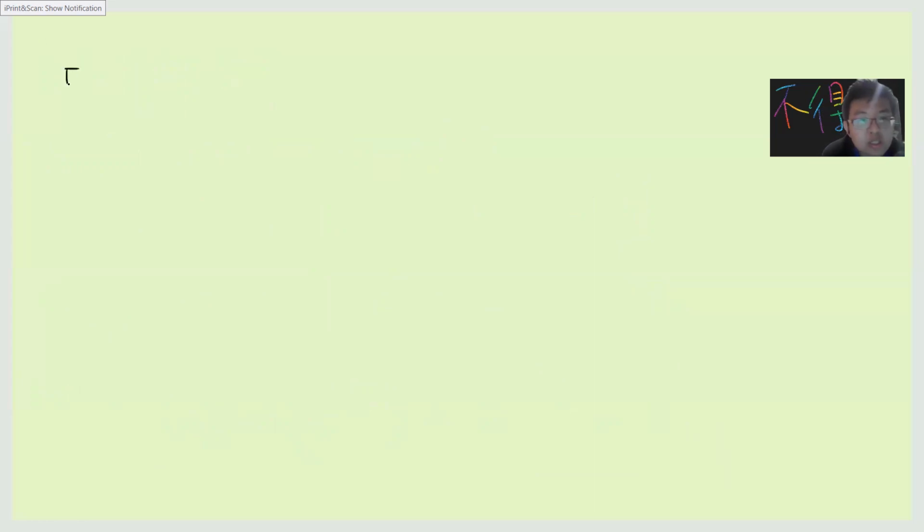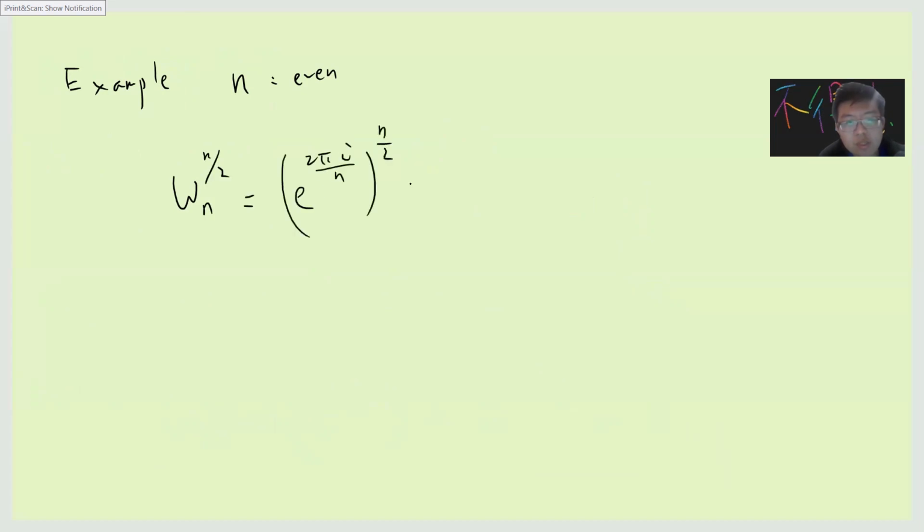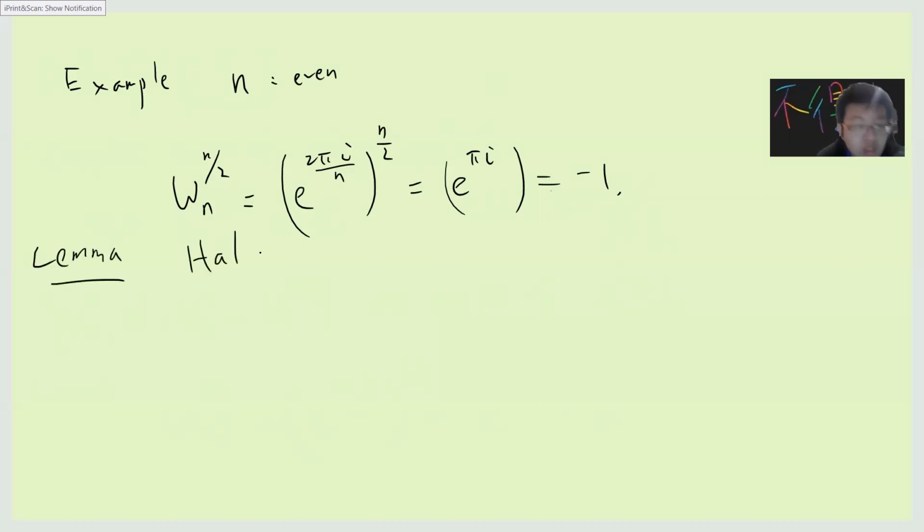Another very simple example: if n is even, then omega_n to the n/2 gives exp(2 pi i / n times n/2), which is exp(pi i), which is minus 1. This lemma is called the halving lemma.